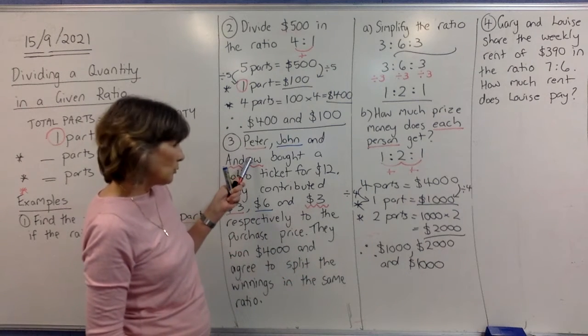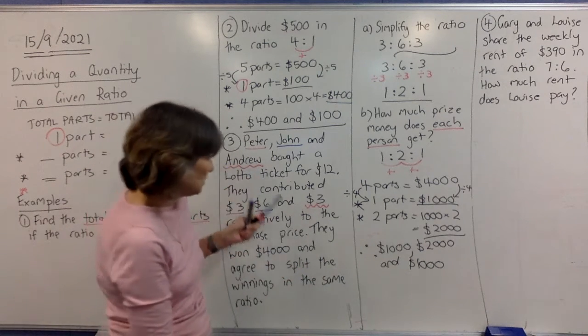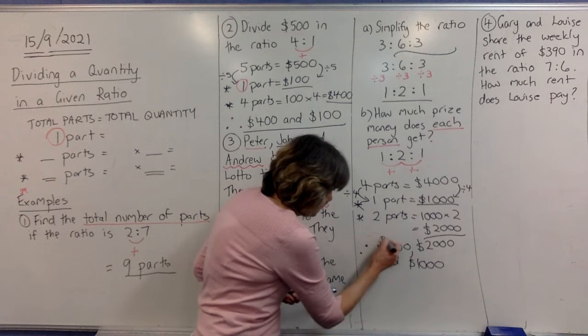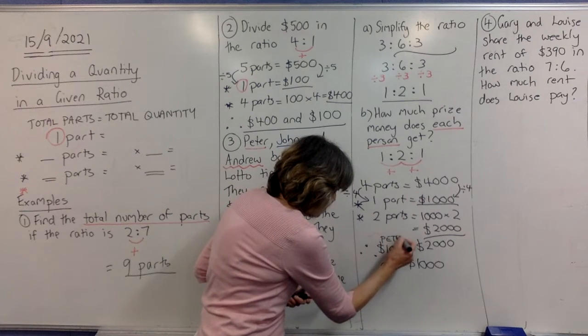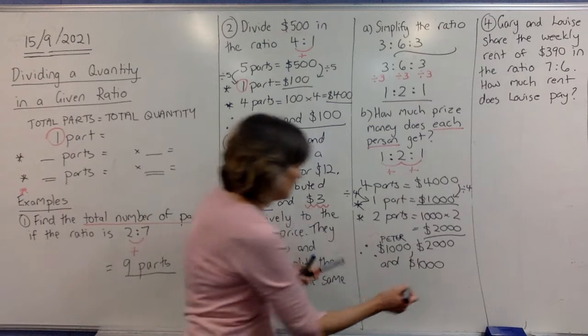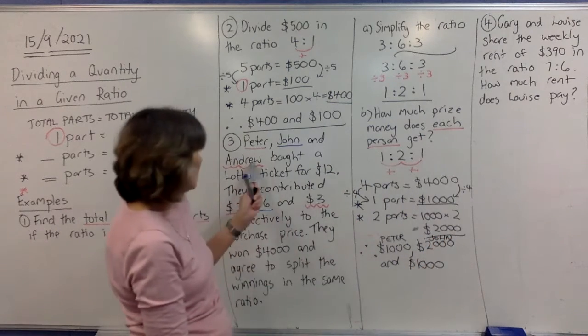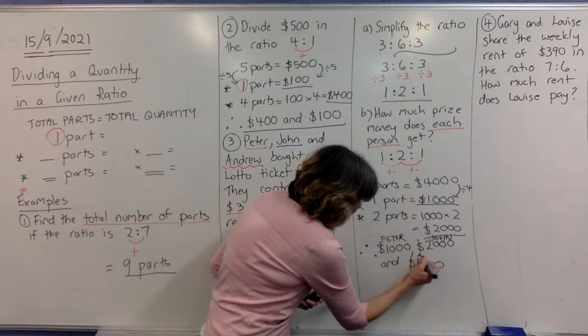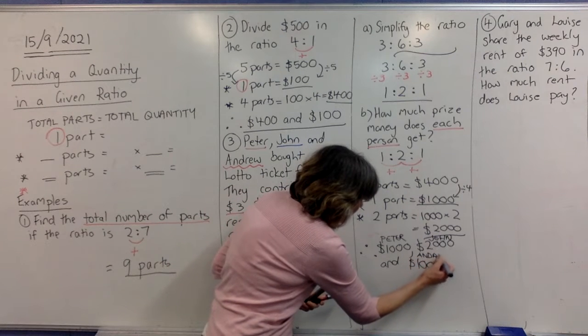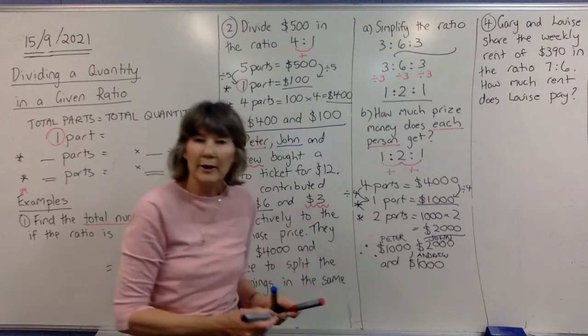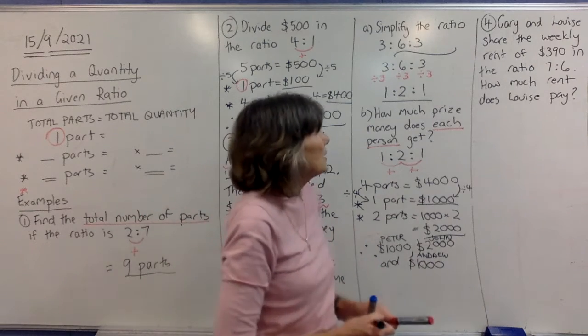Okay, so you should really attach their names to it. The first person was Peter. The second person was John. And the third person was Andrew. So that's how much money they will get out of the prize money, divided up in the way it should have been. All right, now let's look at the next ones.